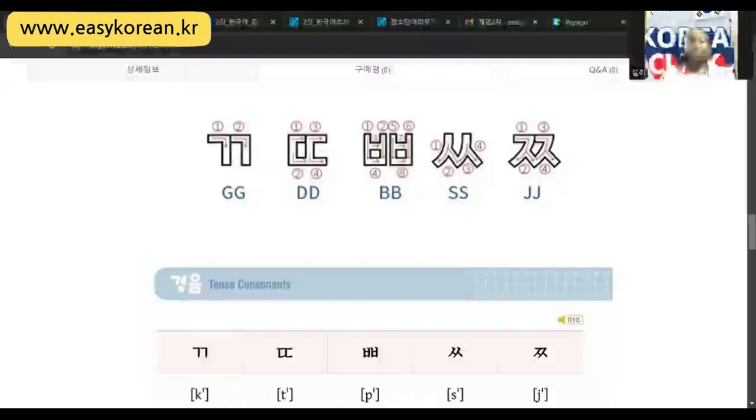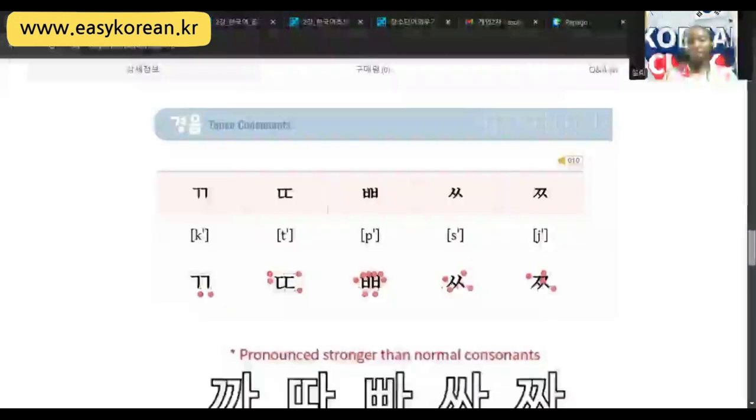This one first is 쌍기역. Then 쌍디귿. Then 쌍비읍. Then 쌍시옷. We have 쌍지읏. So let's go again: 쌍기역, 쌍디귿, 쌍비읍, and 쌍시옷, and we have 쌍지읒. Okay, now let's go back down.